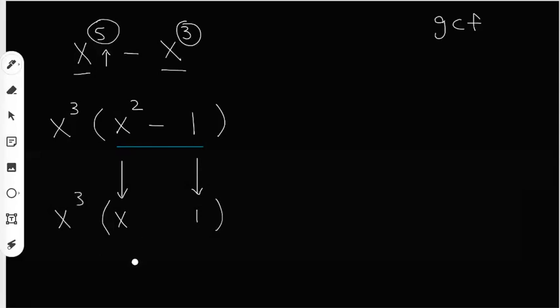Now, when I do difference of squares, I need to have a minus in between, but I also need to have a factor that has a plus in between. So I get x plus 1 over here, and I keep the square roots the same. So I still have an x, and I still have a 1. So now, in its fully factored form, I have x to the third power times x minus 1 times x plus 1. And that's how you factor a GCF problem like this.